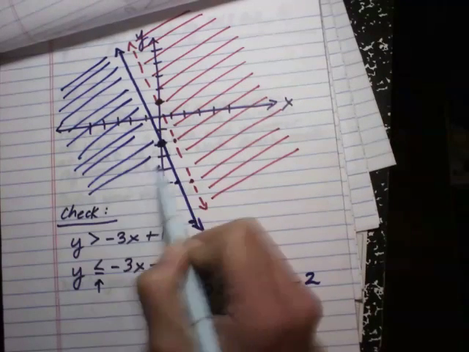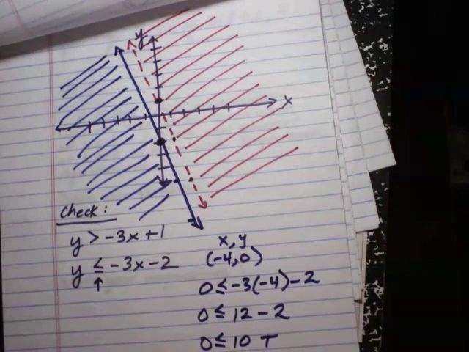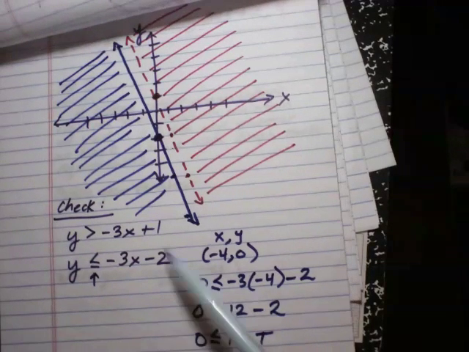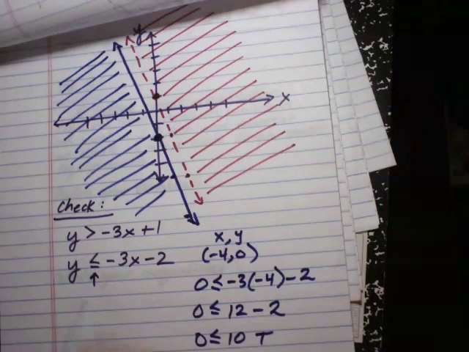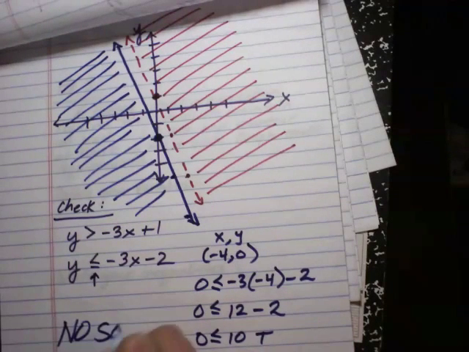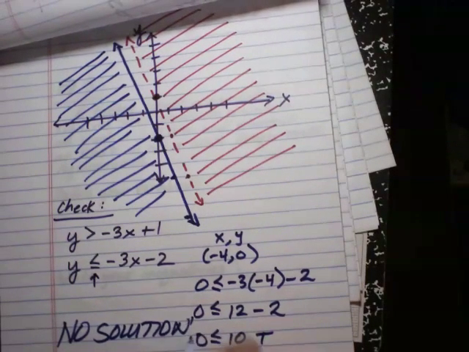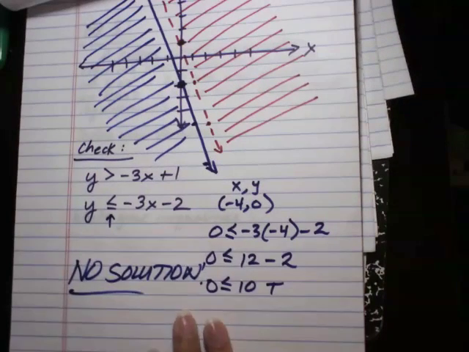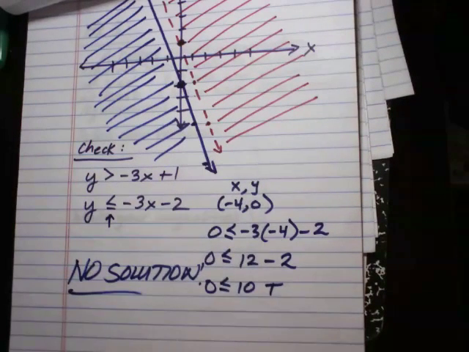If you're looking at this graph, and we said that our solution set is the overlap or the intersection, we can say here that the solution to the system of inequalities is no solution. I'm writing this underneath. It's no solution because if you look at the graph, there's no point of intersection at all.